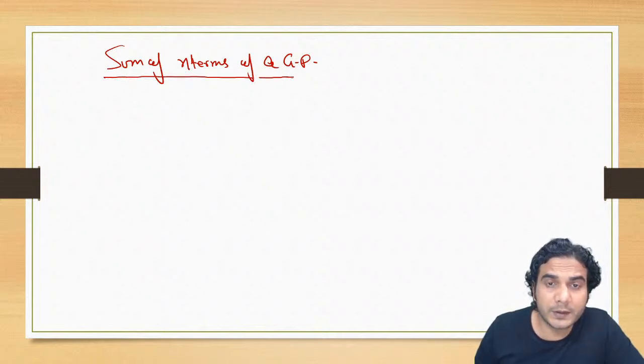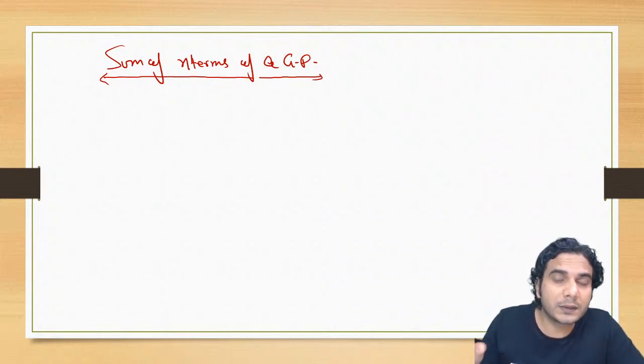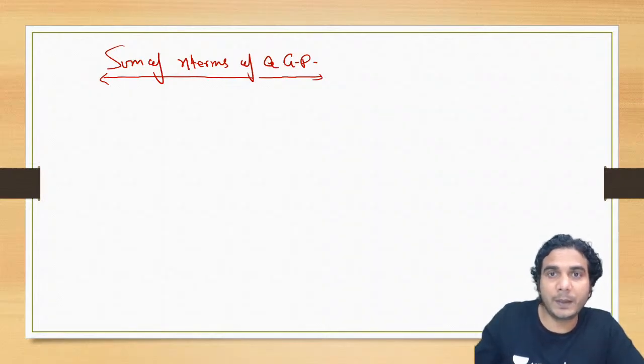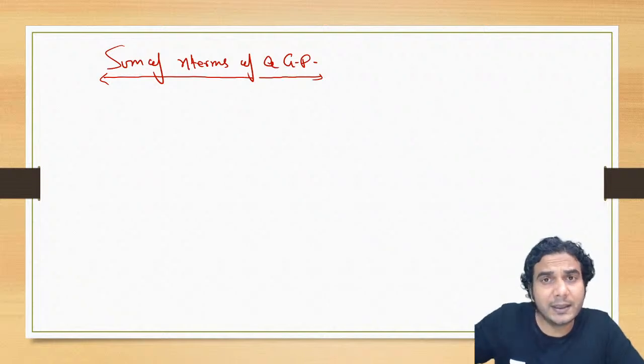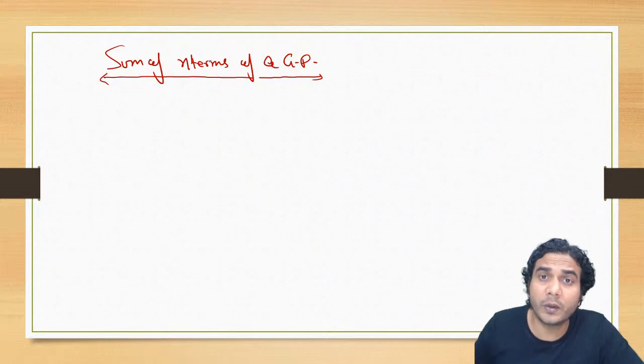The method is important because the same method we are going to apply in any series where you can multiply AP with GP, or multiply GP with some other sequence. So in any such series, you will apply this method to find the sum, which we are going to apply in this GP. Okay, what is the method?